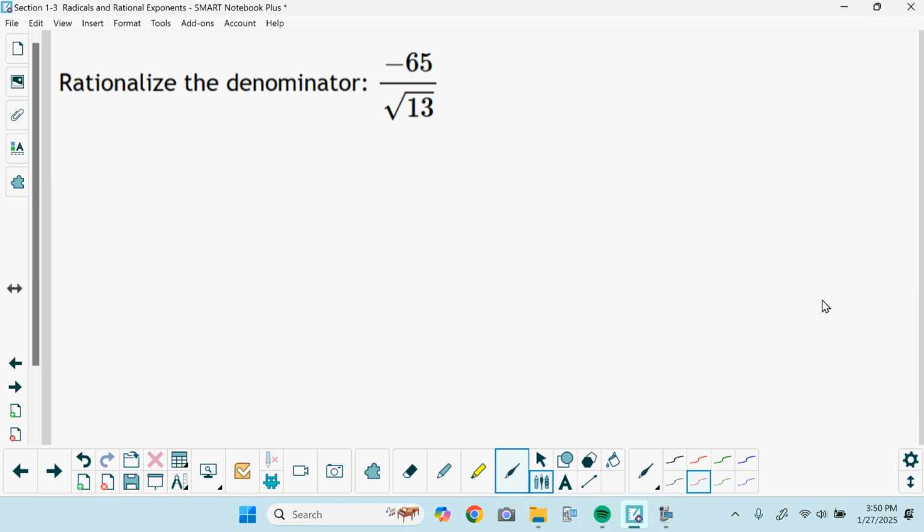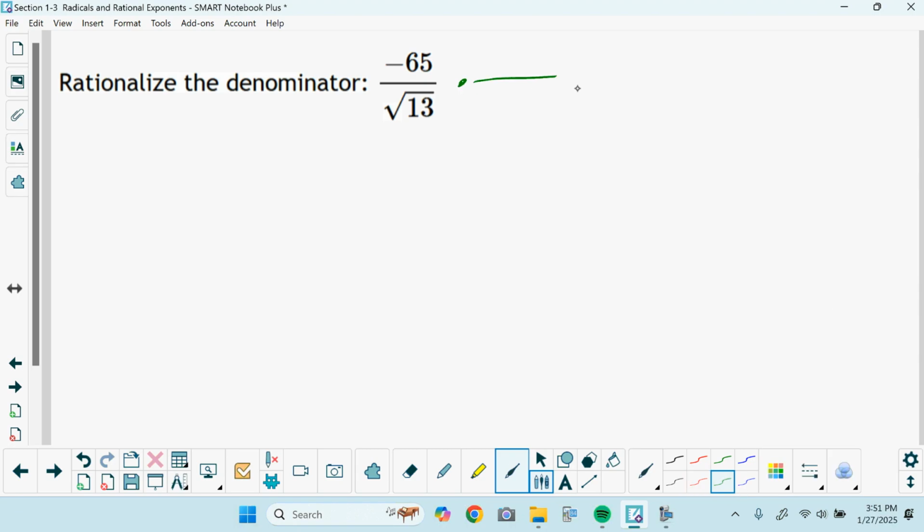Section 1.3, Radical and Rational Exponents, Part 2 video. We're going to be rationalizing the denominator. That means anytime you have a radical in the denominator, you have to do a process called rationalization, which means you have to do something to the denominator to get the radical out.